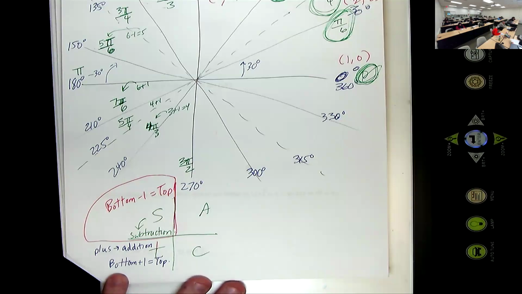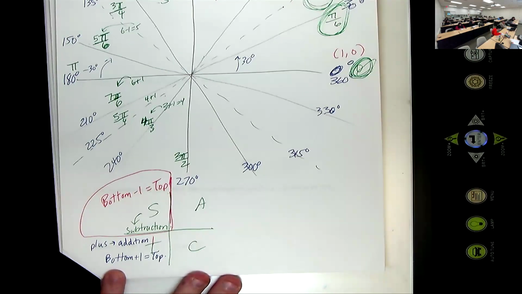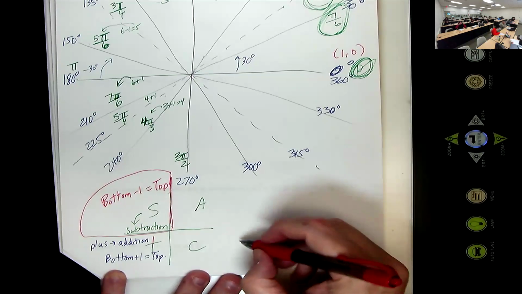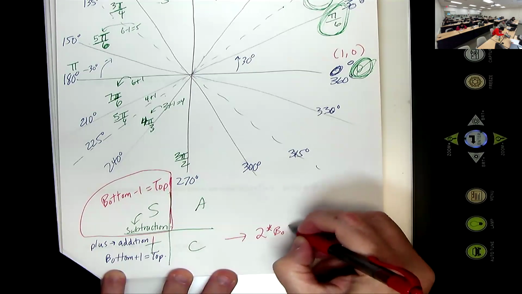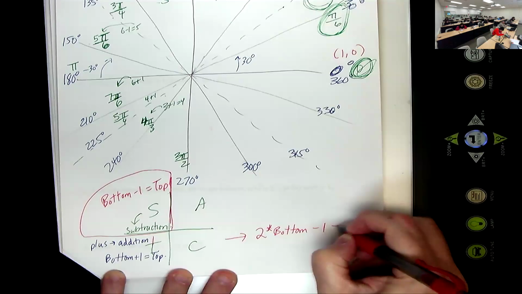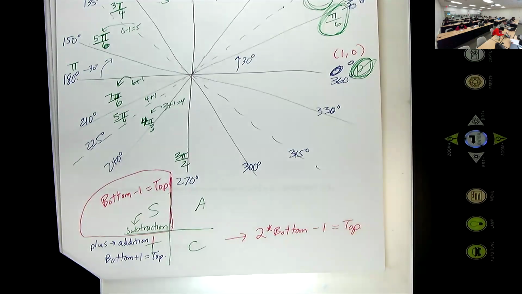Fourth quadrant is not the one that has a nice little thing that goes with it. The one video I saw, she's like, use primes. I'm like, who's gonna remember the primes? So for this one, 2 times the bottom minus 1. So double it and subtract 1.